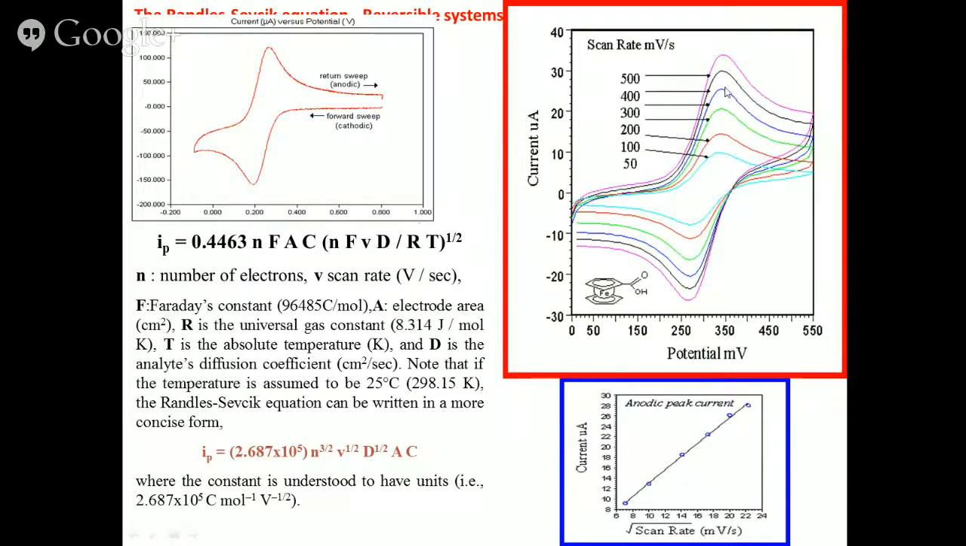Now the peak potential is changing its position. I hope you are able to see that. Simultaneously, the current is also increasing, and the current is increasing linearly. If it is not linearly increasing, then the process is not a reversible process. If it is linearly increasing, maybe it is a reversible process. But at very high current densities, this linear variation may not hold good.